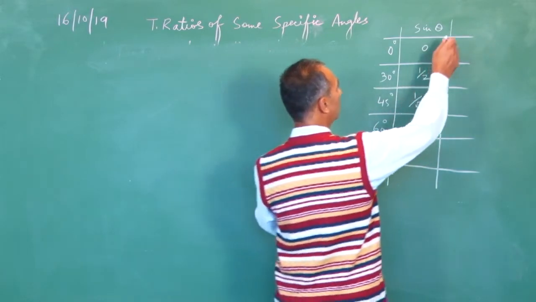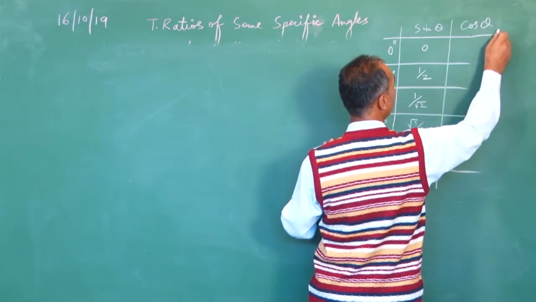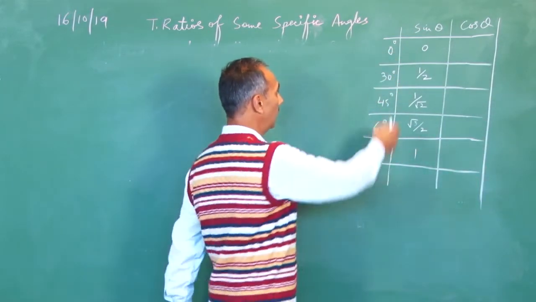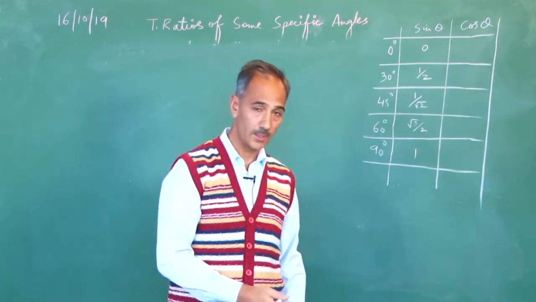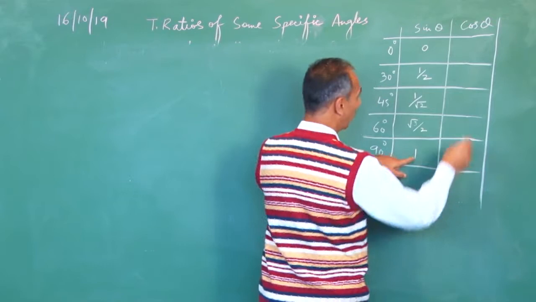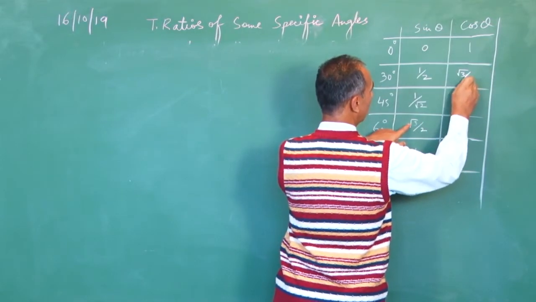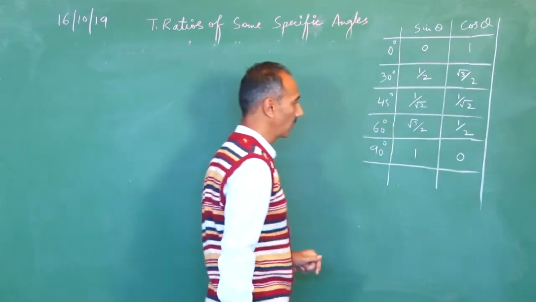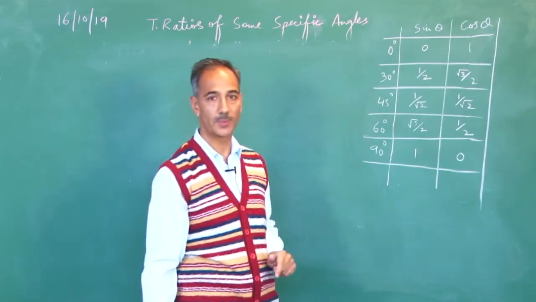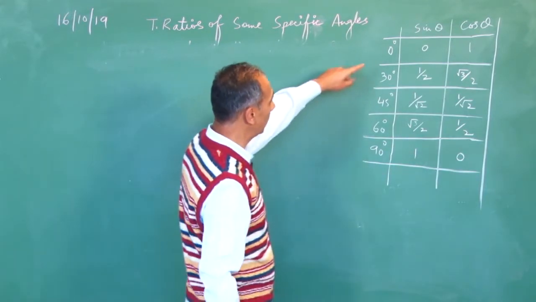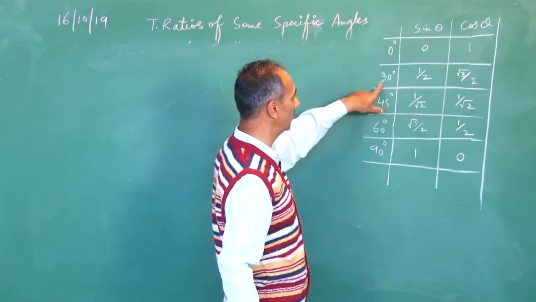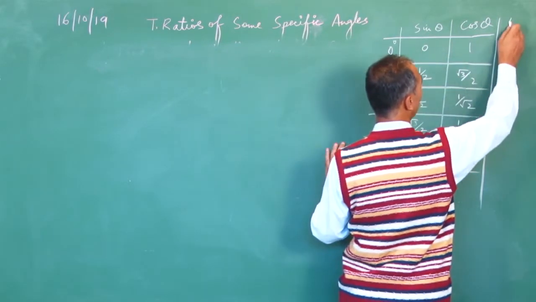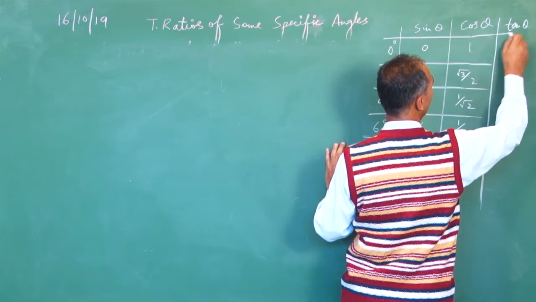So, my next column is cos of theta. Now, these sine values, you rewrite backwards. That means this 1 I write here, this root 3 upon 2 I write here, this 1 upon square root 2 I write here, 1 upon 2 I write here, 0 I write here. So retaining sine helped you to prepare the cos column. That means sine of 0 is 0 and cos 0 is 1, cos 30 is root 3 by 2 and so on. You could just manage this table. Now make the third column as tan of theta.